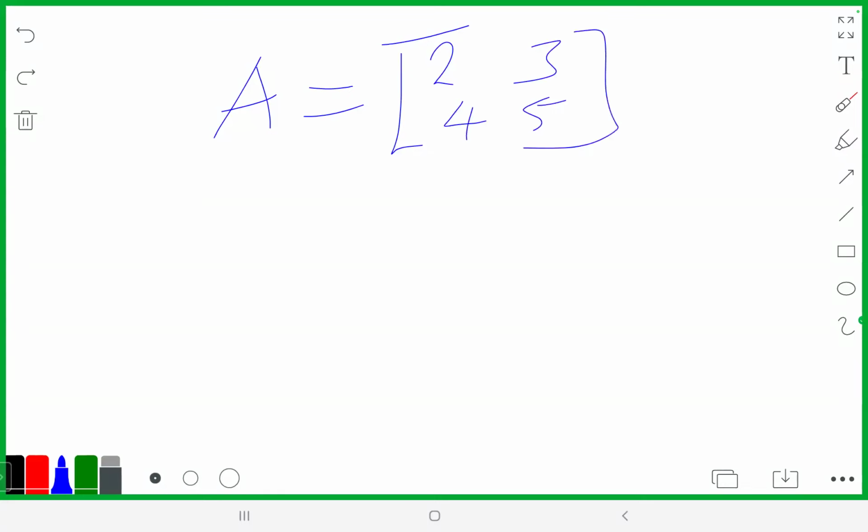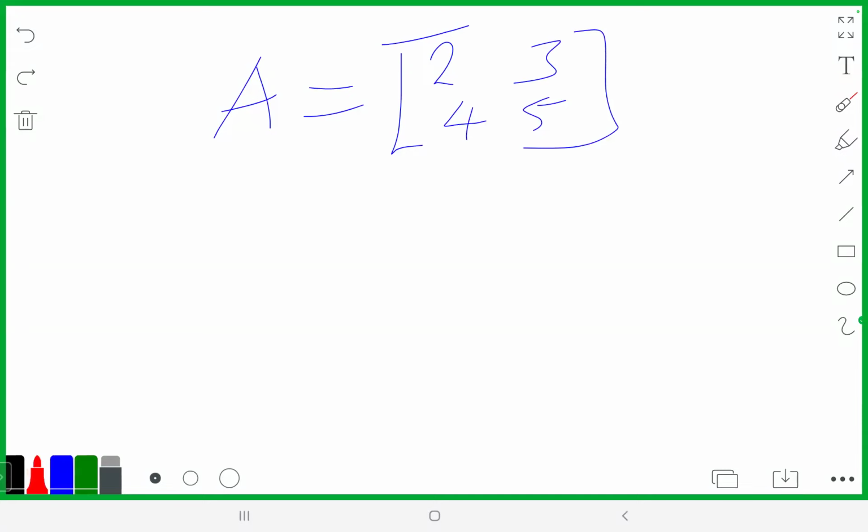Now, how do you find the determinant of a 2 by 2 matrix? This is what we are interested in knowing. Let's use numbers this time around. Let's say we have matrix A. It has the numbers 2, 3, 4, and 5, and we are asked to find the determinant. How do we find the determinant?